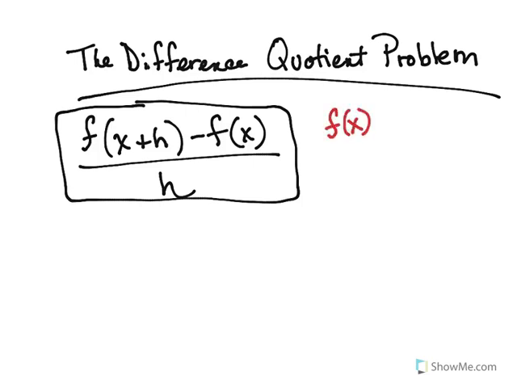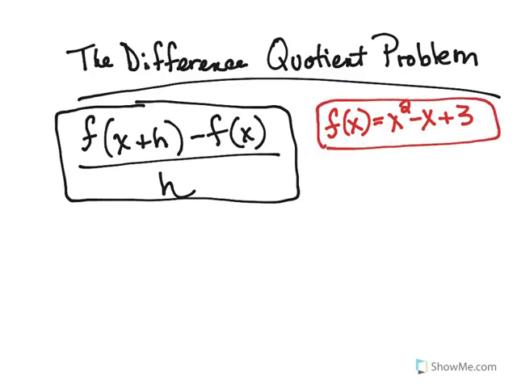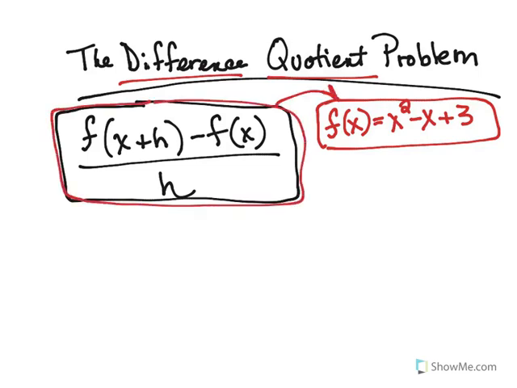So I'm going to start with this. I'm going to give you this f of x. This f of x is x squared minus x plus 3. And I'm going to use this function and apply the difference quotient to it. So I'm basically going to do all of this to this. So let's first start out with what we know. Well, we know what f of x is. And I see right here that I am subtracting the quantity of f of x.